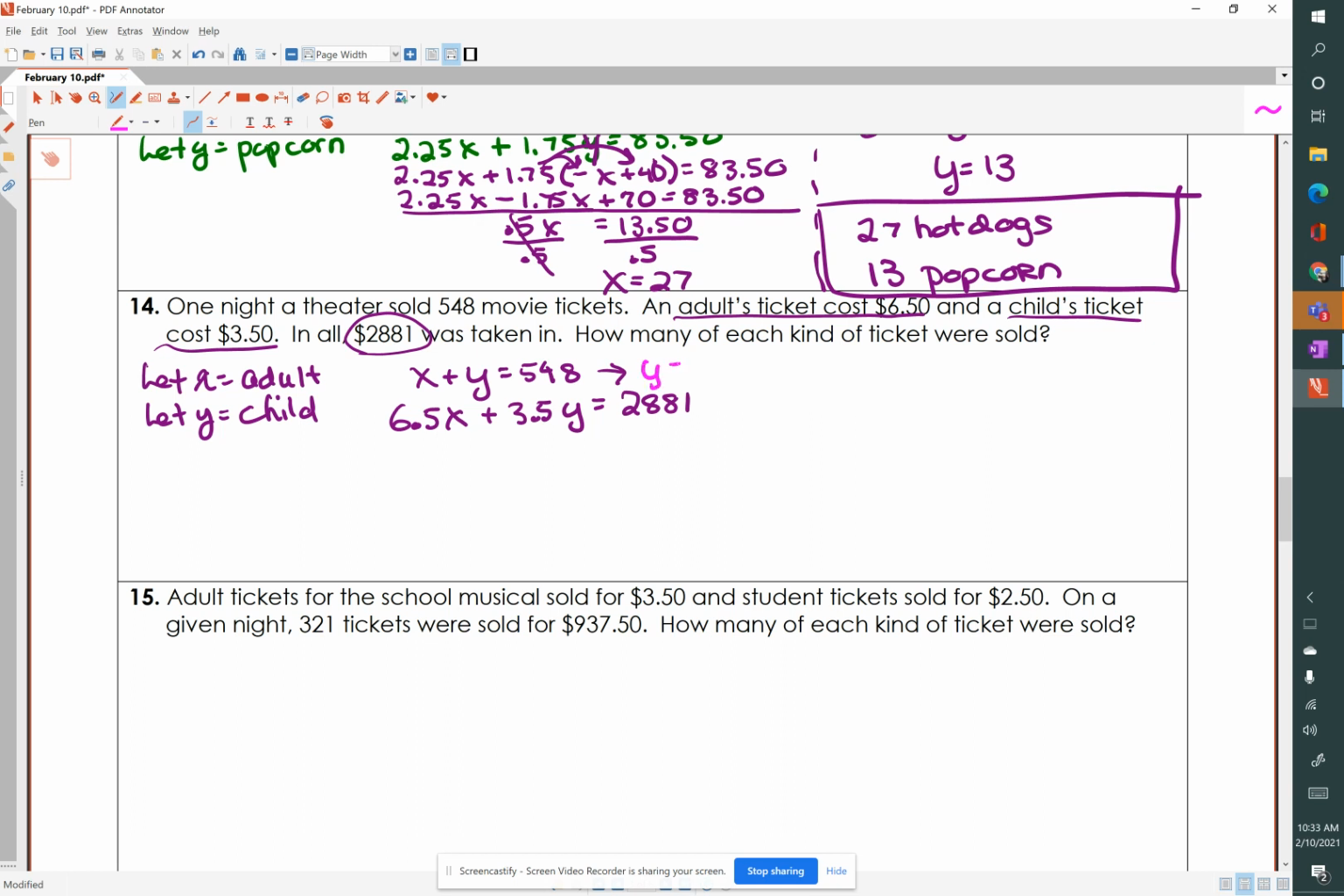So y equals negative x plus 548. And this is another problem that's really good for substitution because I'm going to substitute that quantity right there for y. So 6.5x plus 3.5, and I'm going to make that substitution, negative x plus 548 equals 2,881. And now we distribute.